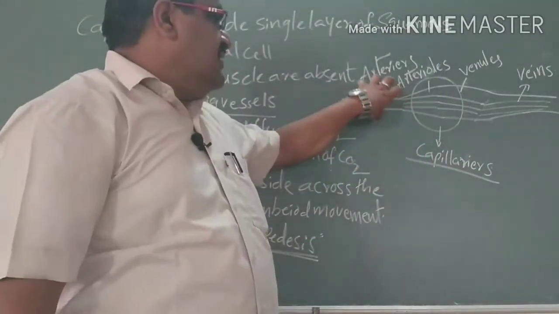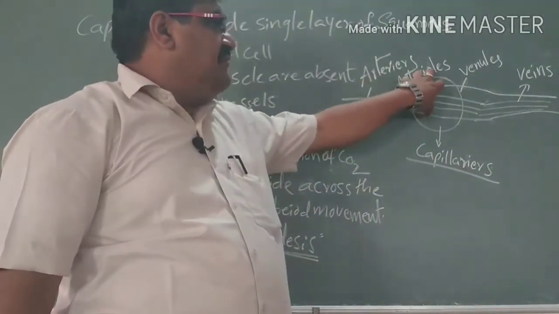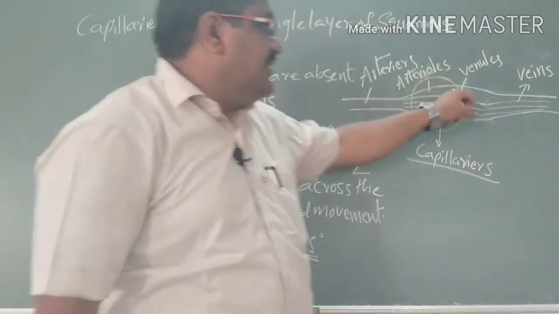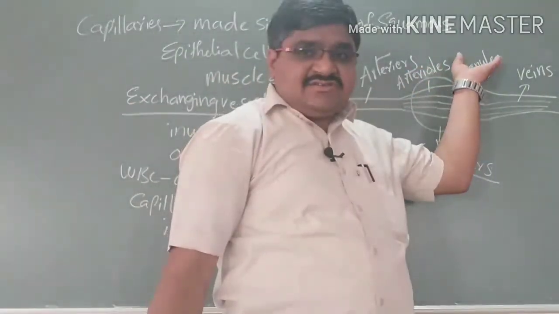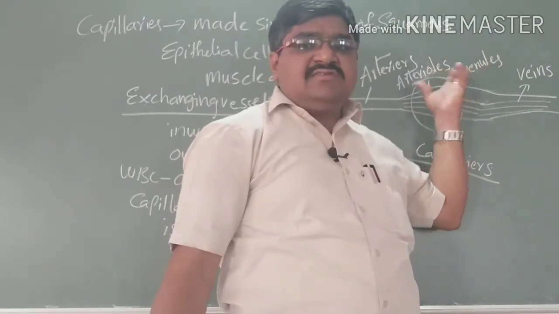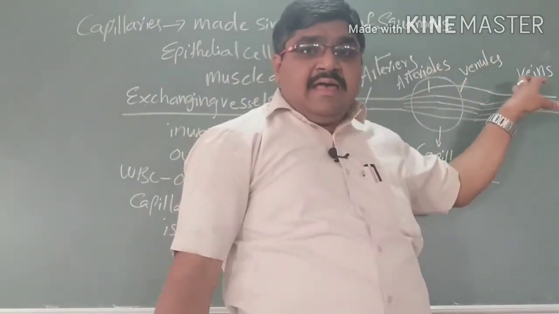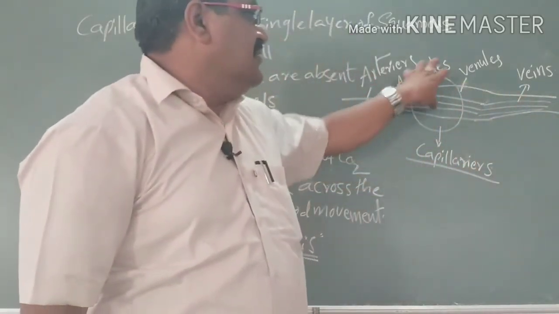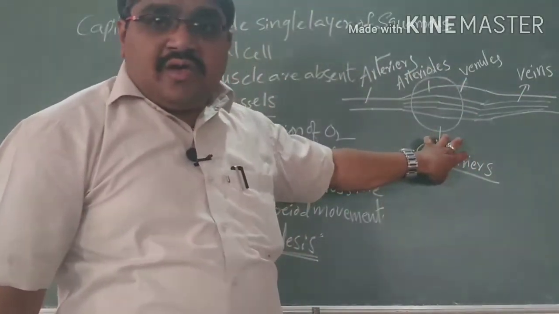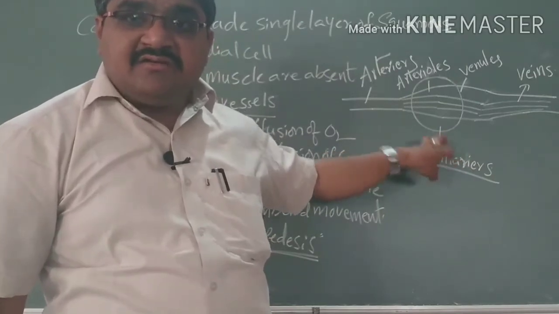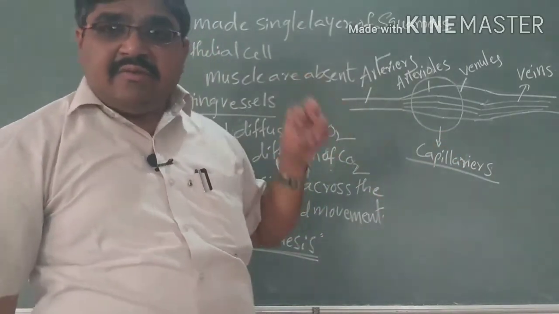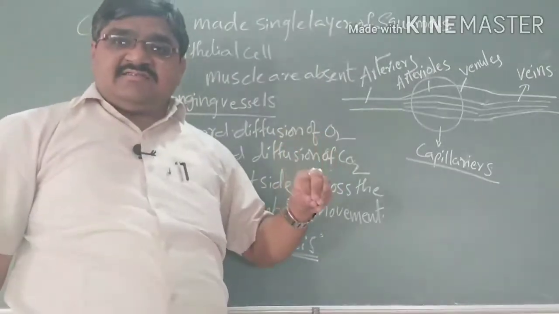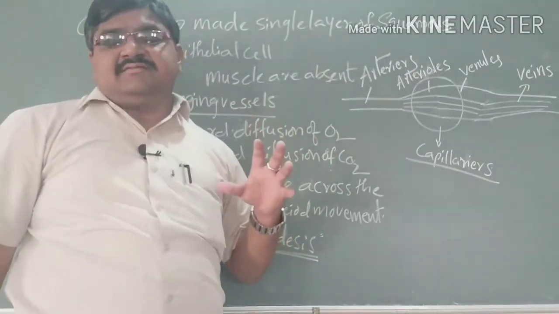So here the arteries divide into fine hair-like structures called arterioles. These arterioles combine into small fine-like structures called venules. These venules combine together to form large veins. In between the arterioles and venules, we call it the capillaries, where the exchanging of materials takes place. So capillaries are called the exchanging vessels.